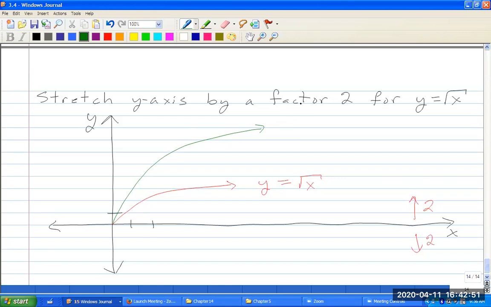So this is the graph of y over 2 equals root x.